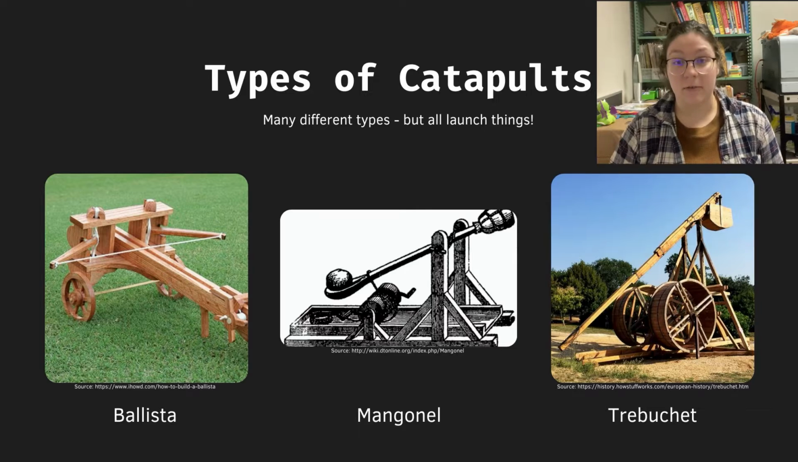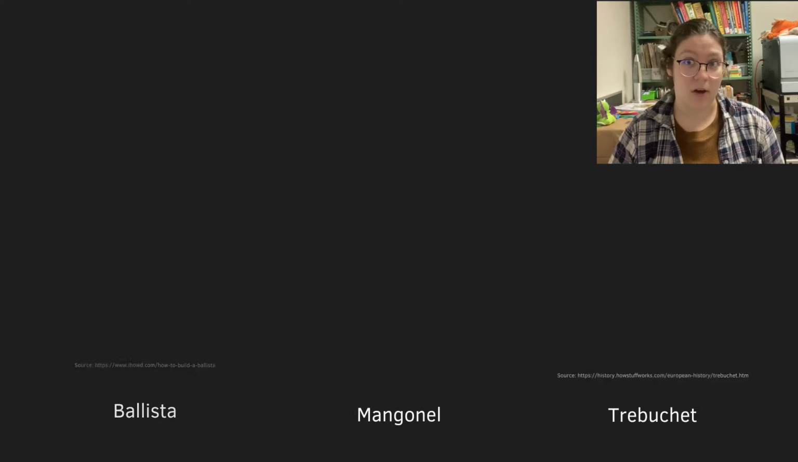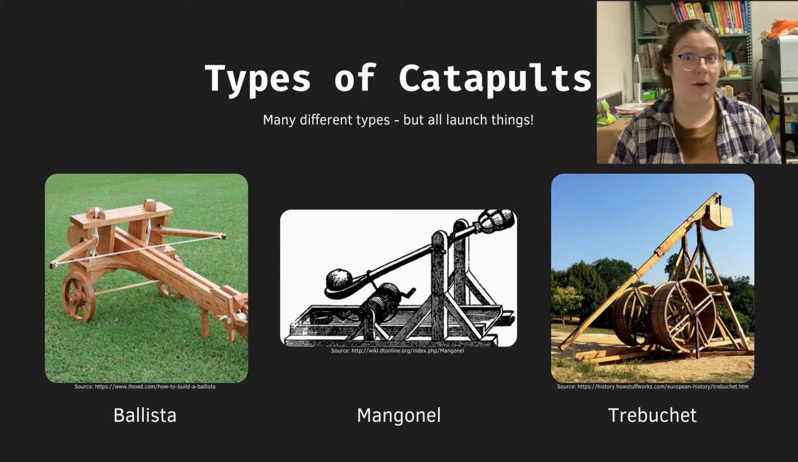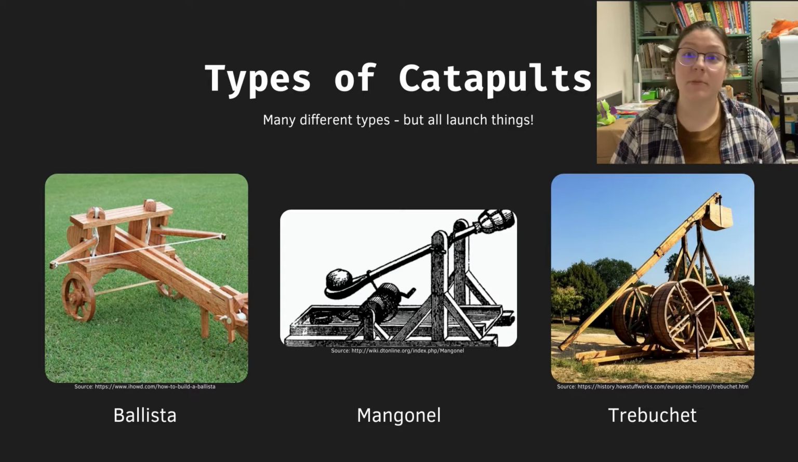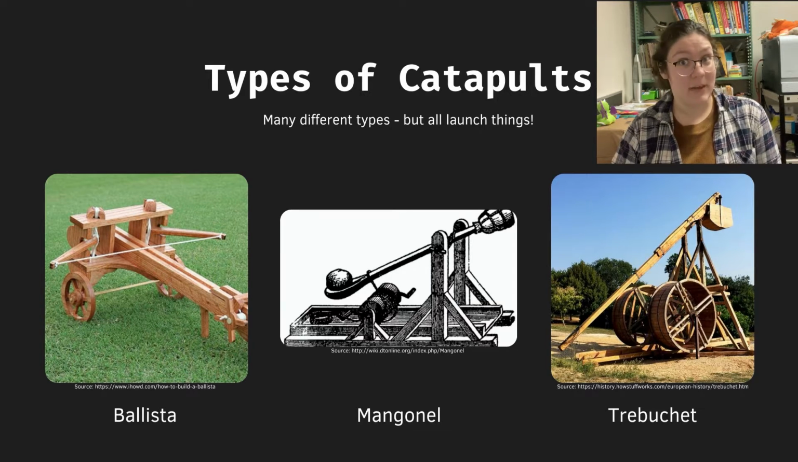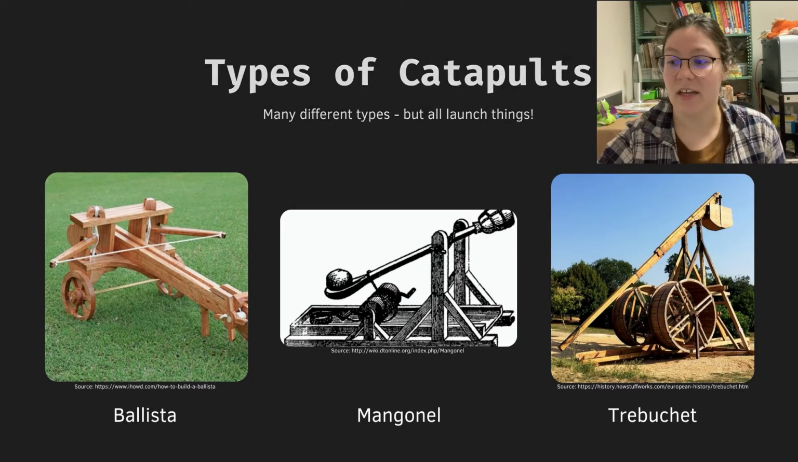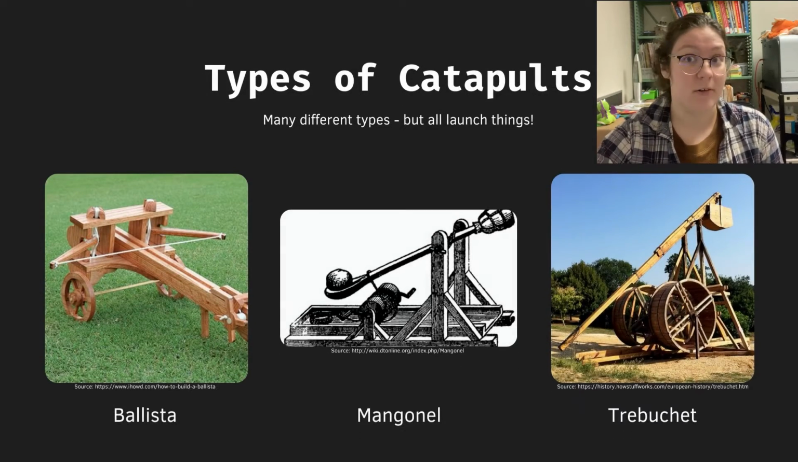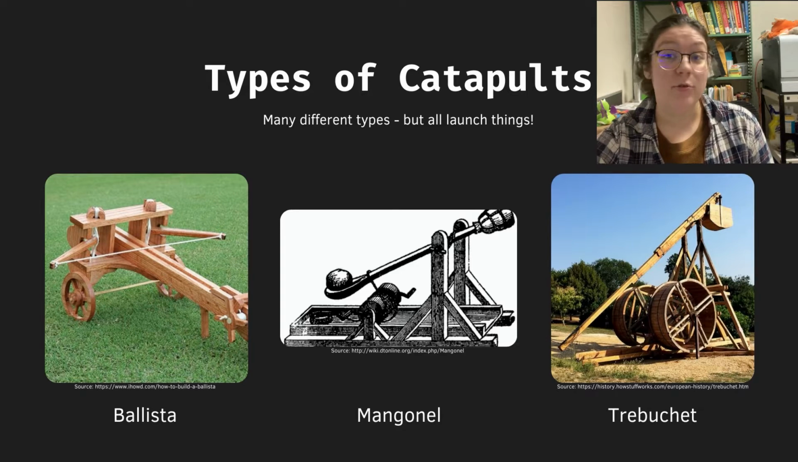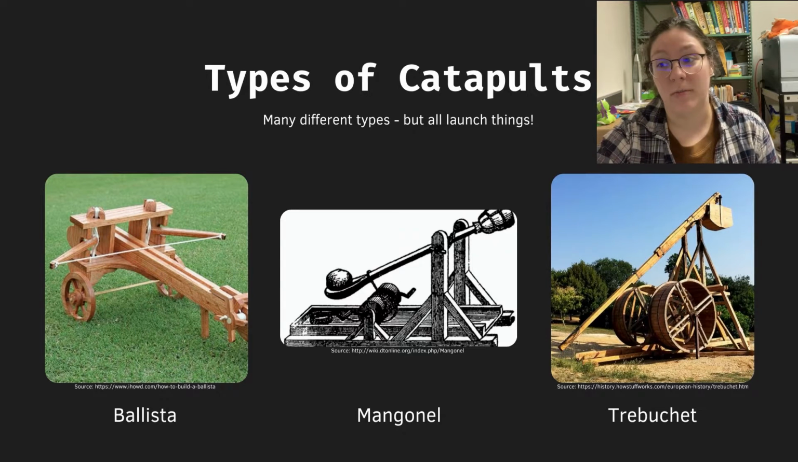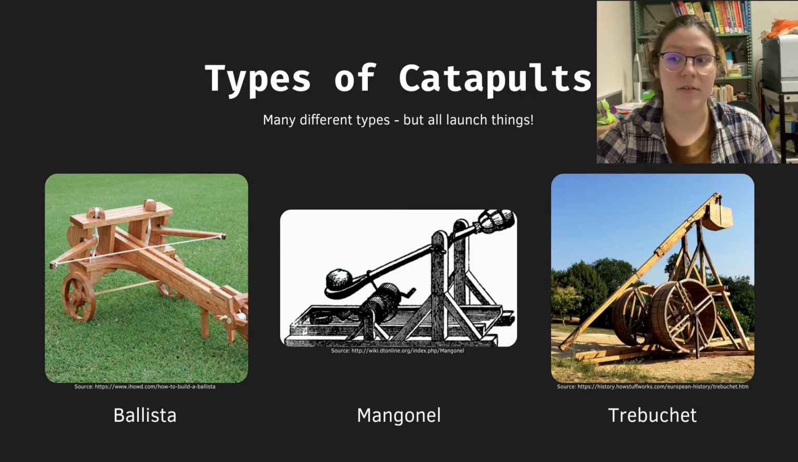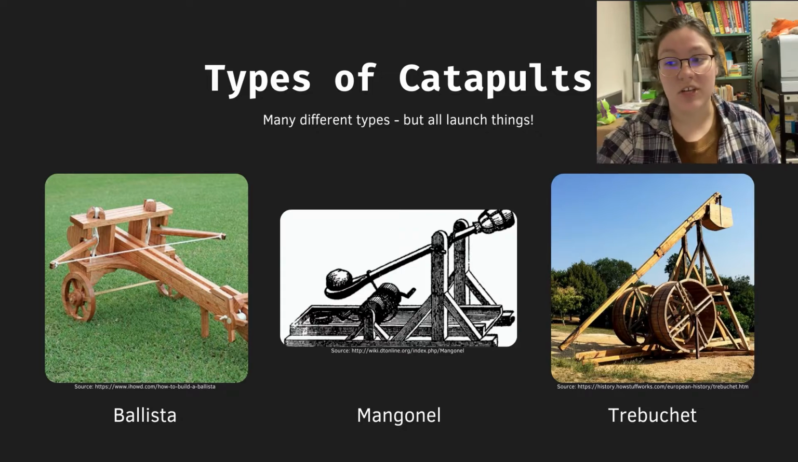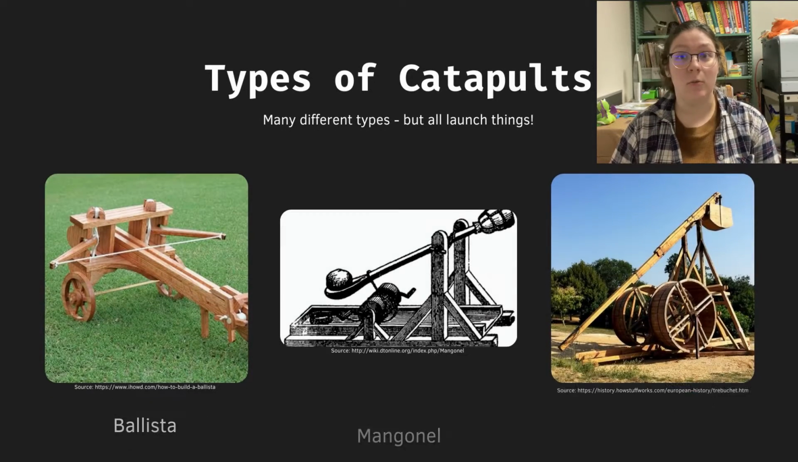A ballista, the first one there, is like a giant crossbow that shoots arrows really far away. The mangonel, which is pictured in the middle, is what we typically think of when we think of a catapult. The one we are making today is actually based on this design, and it was used to throw large rocks far and wide. And finally, there is the trebuchet, which was a really popular siege weapon in France, which also threw really large objects at castle walls.